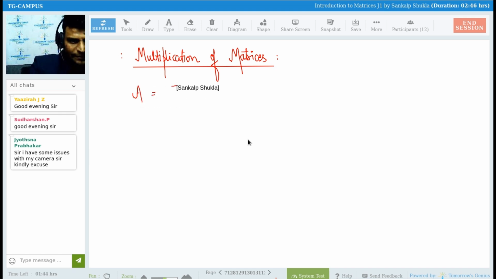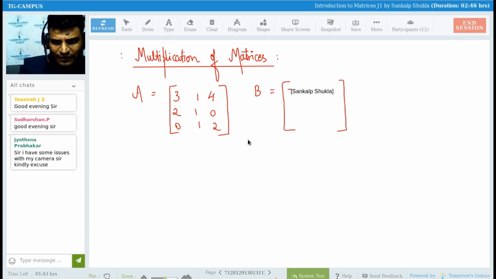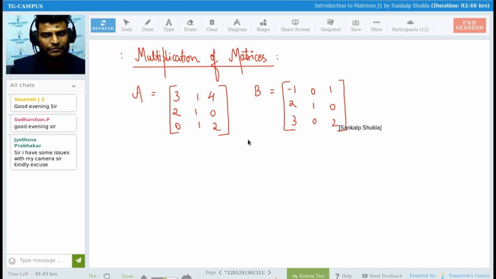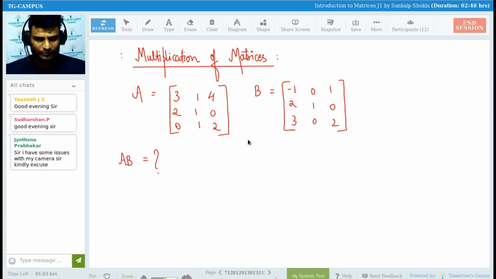Okay, suppose I have a matrix A which is like 3 1 4, 2 1 0, 0 1 2. Okay, like this. And another matrix is B, which is like minus 1 0 1, 2 1 0, 3 0 2. Okay. So if I multiply AB, then how is it going to be? Like what will be the product? Okay, what will be the product matrix? This is the concern right now.